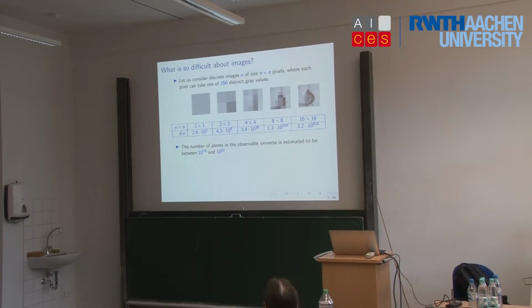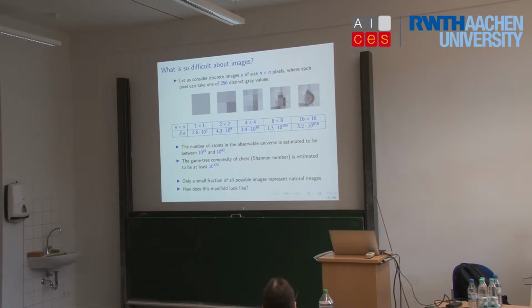So you see, you can create many more different images of size 8 times 8 pixels than you have atoms in the universe. Also for example, in chess, the game tree complexity, also known as the Shannon number, is estimated to be at least 10 to the 123. So the game complexity of chess is even much smaller than that of 8 times 8 images.